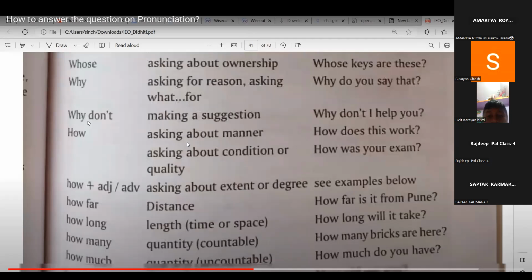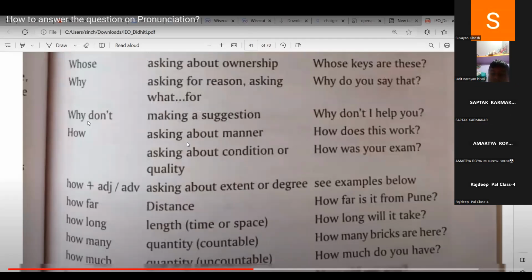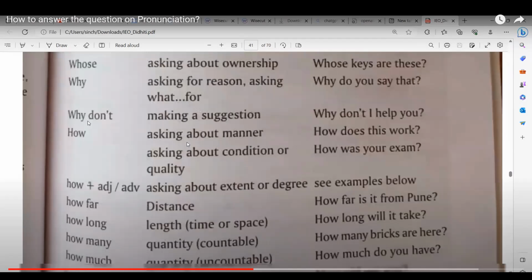Yes, ma'am. Why don't you go with your father? Very good. Excellent, Shapto. Amar, you have raised your hand, give me an example with why don't. Why don't you read with them? Very good. Excellent, Amar. Yes, Shivam, give me an example with why don't. Why don't you eat the food? Very good.